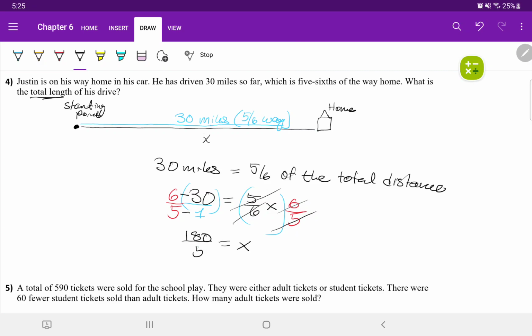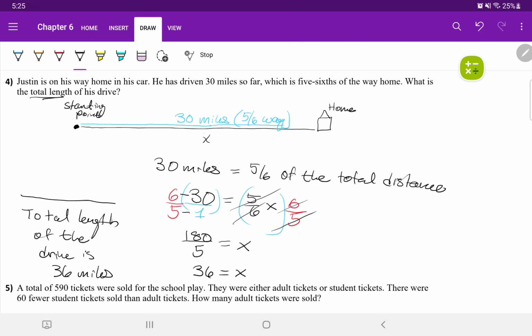6 times 30 is 180. 5 times 1 is 5. 180 divided by 5 is 36. Therefore, the total length of the drive is 36 miles. And that is the answer to question number 4.